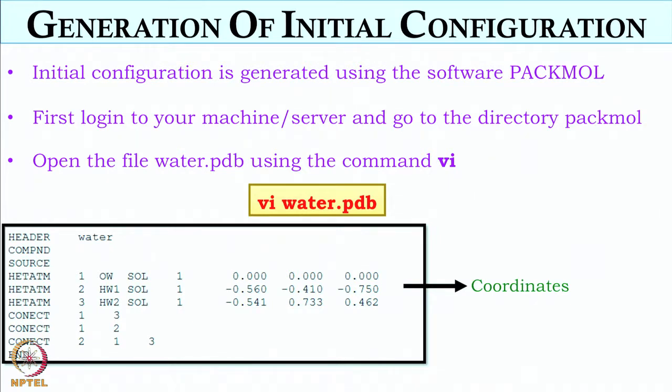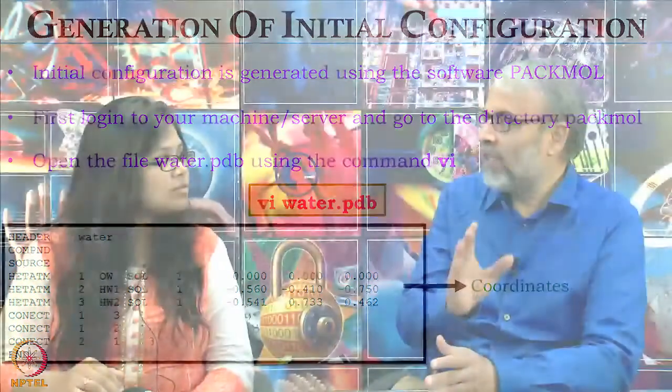Instead of SOL, can I call it POL? Yes, but then POL has to be the same throughout. If you use POL in water.pdb, you have to use the same residue name in the topology file or in the ITP file, everywhere. The residue name is user defined, whatever the user defines. But whenever other people are making PDB files, they use SOL as a common feature.